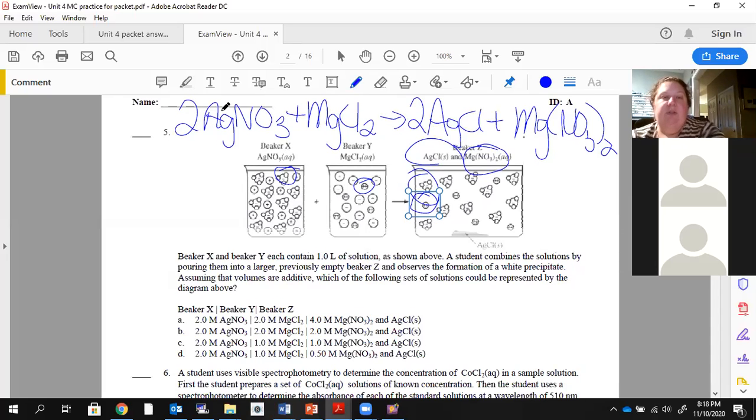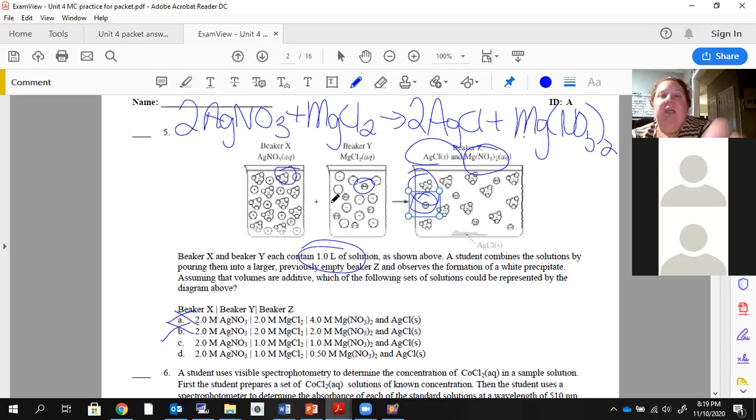If I look down at my choices, A and B are out because those show basically 1-to-1 ratios of my reactants. That would make one of them an excess reactant and one of them limiting. That's not what I want. So I can narrow it down between C and D. If I have 2 molar silver nitrate, and it tells me that I have 1 liter solutions of each of these.